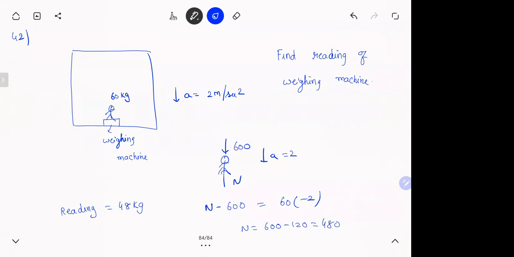So this is how you can reduce your weight very fast. No exercise, spot reduction, no treatment, no side effects. Only problem: when the lift stops, you will get back your weight.